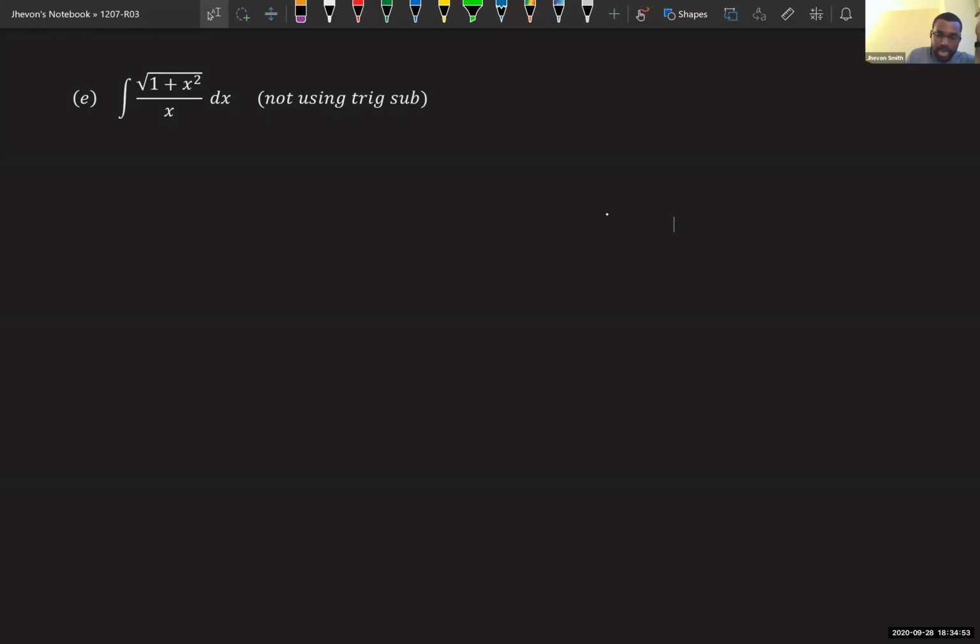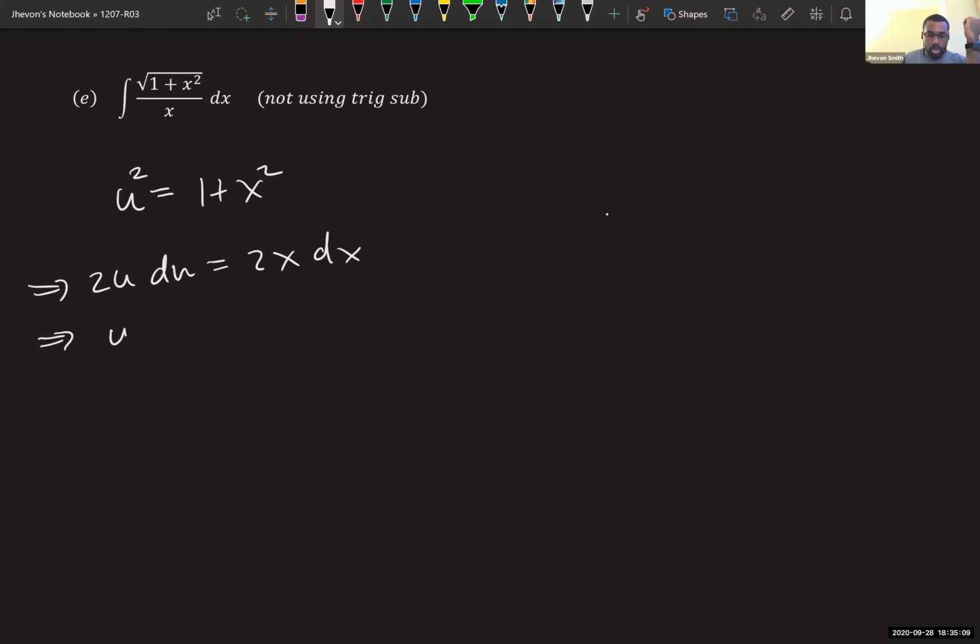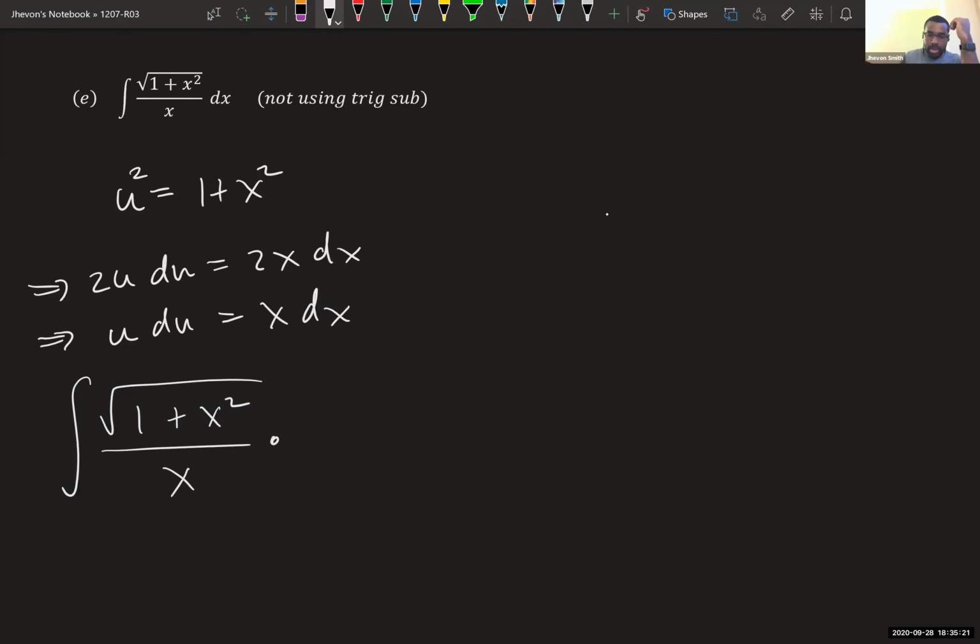So I would do something like u equals 1 plus x squared. However, because of the radical, let's actually throw a square on that u to get rid of the radical at the same time. Why not? Now I differentiate both sides because we have to figure out what dx is. So I end up with u du is equal to x dx. Now you might be worried that, oh, I don't really see an x dx. However, I can multiply and divide by x to get my x dx in there.